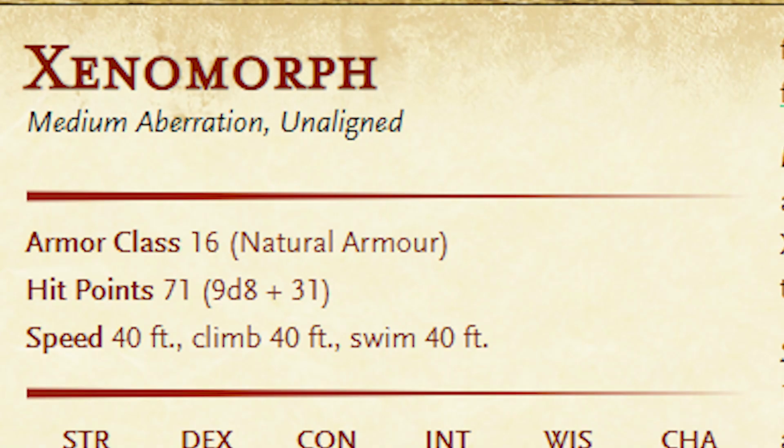The Xenomorph is a medium aberration. I say aberration due to their distant origins, and aberrations are alien to the planes. I decided to make the Xenomorph unaligned as when you think about it, they're just going off their survival instinct. They're like other predators such as cats.